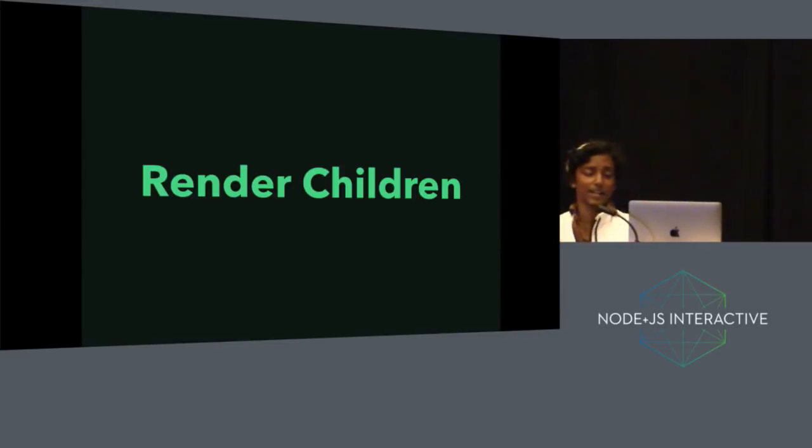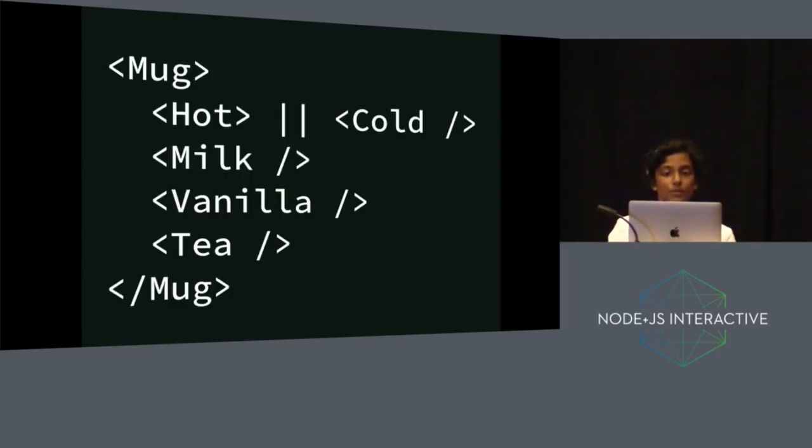And so this is a really nice segue into rendering children, because for example, when we have all of these elements within them, we have to be explicit. So we have our mug component, and we have to be explicit about all of these components being within it.